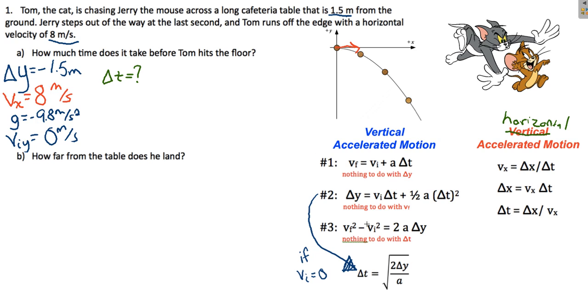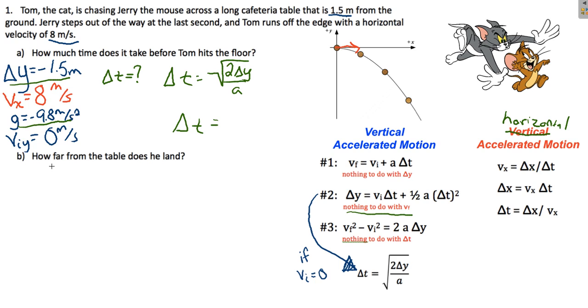Looking at these equations, you have to find an equation for delta t. This problem has nothing to do with velocity final, so we know we're using equation number 2. And if velocity initial is 0, we get to use this equation to make it a lot easier on ourselves. So for part A, that's the equation you'll use. Delta t is equal to the square root of twice your height divided by acceleration. Plug in your delta y, plug in your acceleration, solve that for time.